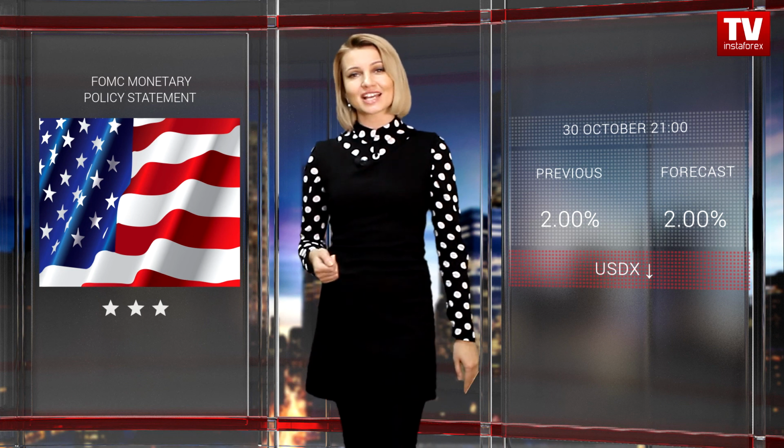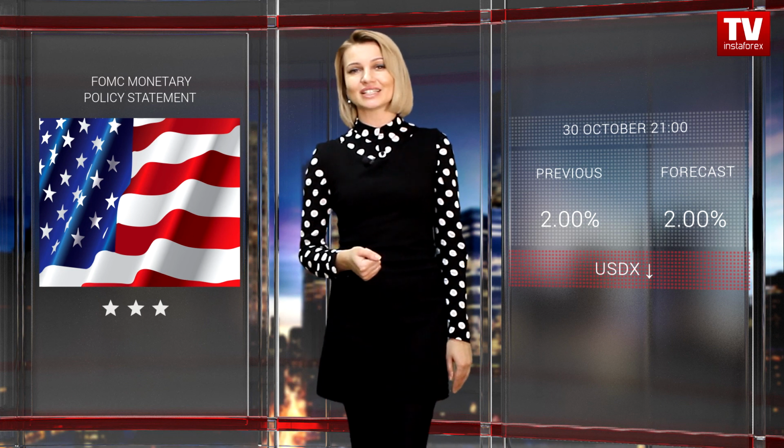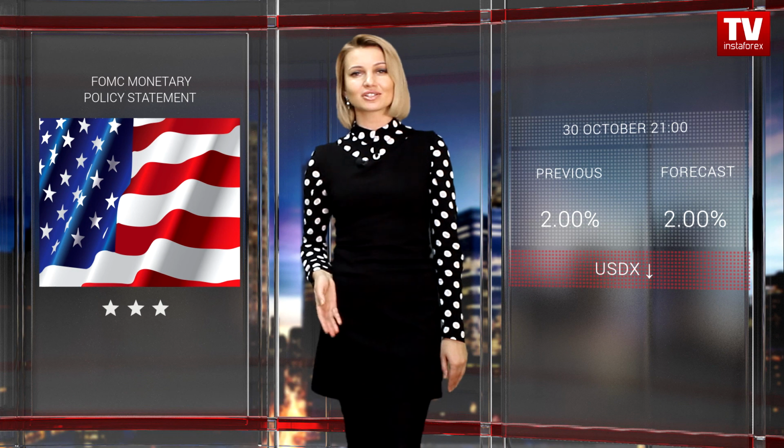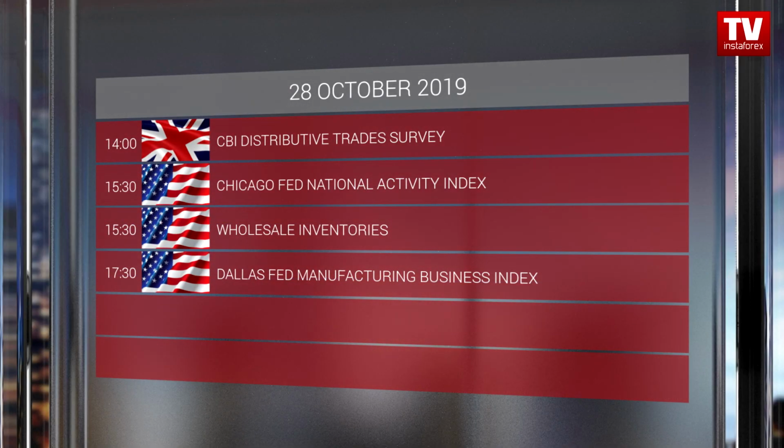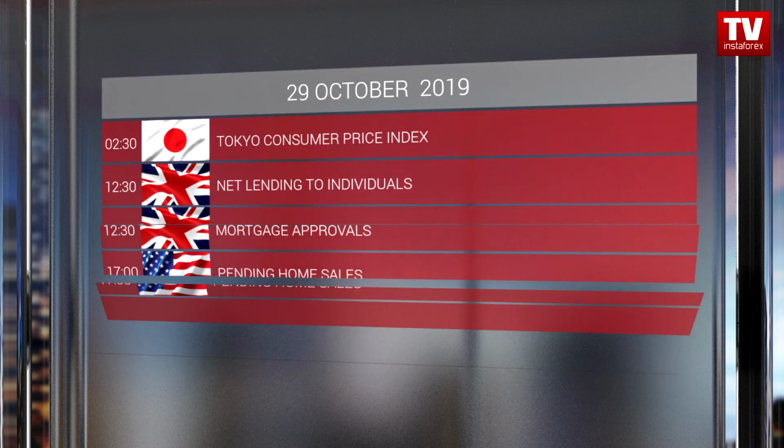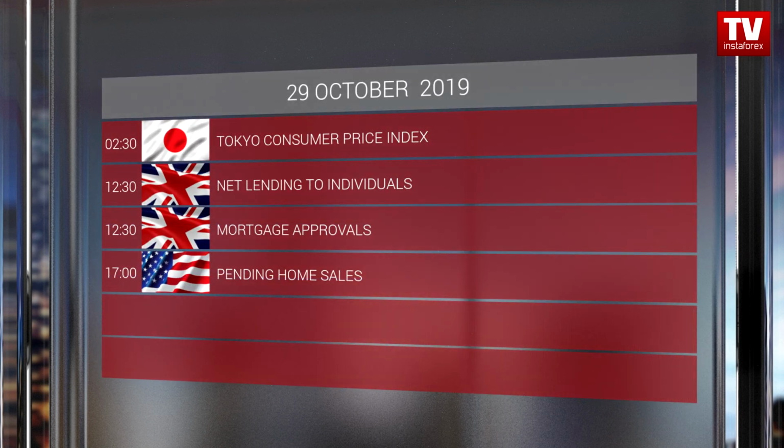Apart from the above-said events, it would be a good idea for traders to take notice of other economic data. Monday is going to be a quiet day. The economic calendar contains reports of secondary importance. One of them is retail sales by the Confederation of British Industry. Early on Tuesday, traders will get to know Tokyo consumer inflation.